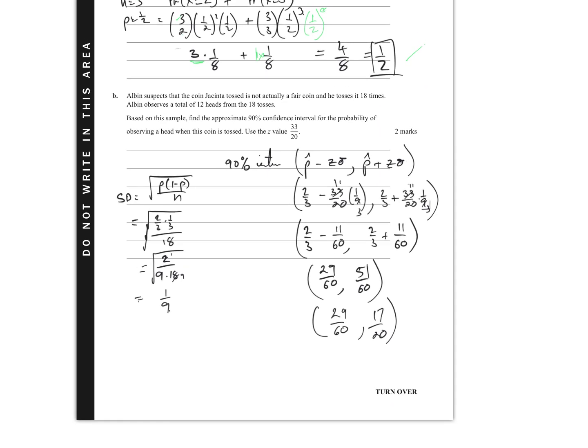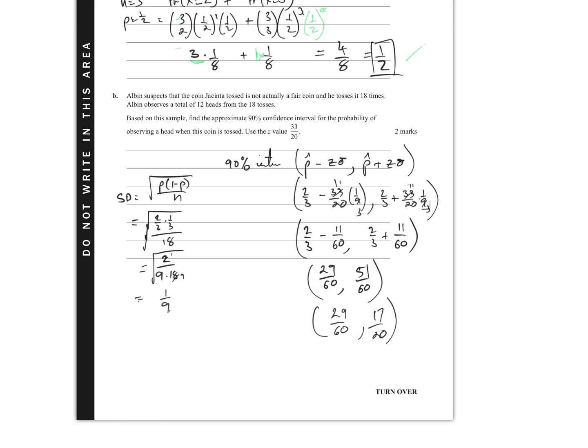All right, Albin thinks that Jacinta's coin is not actually fair and tosses it 18 times and gets 12 heads from 18 tosses. Based on this sample, find the approximate 90% confidence interval, with the user Z value of 33 on 20.